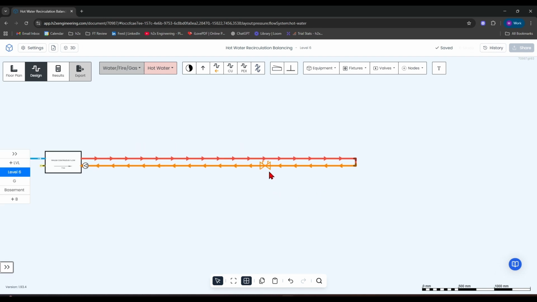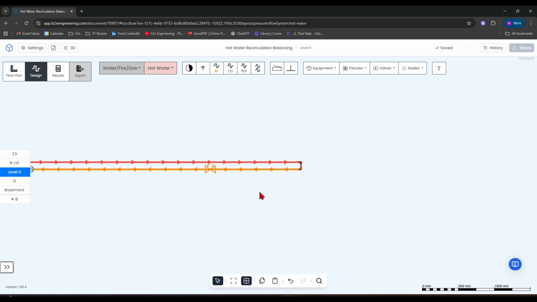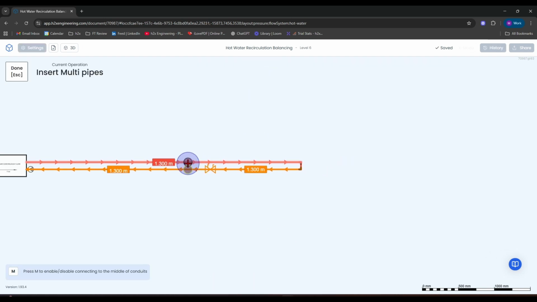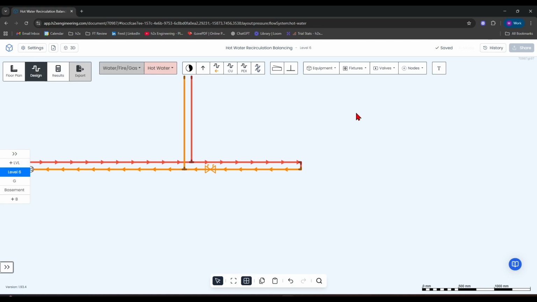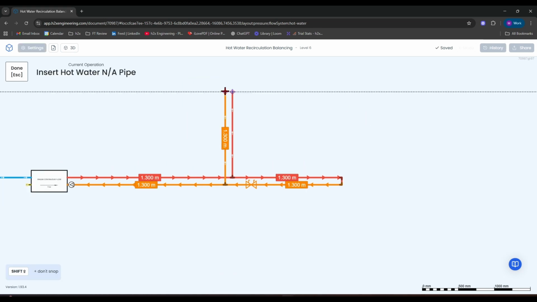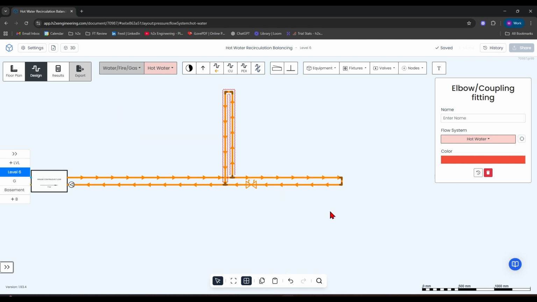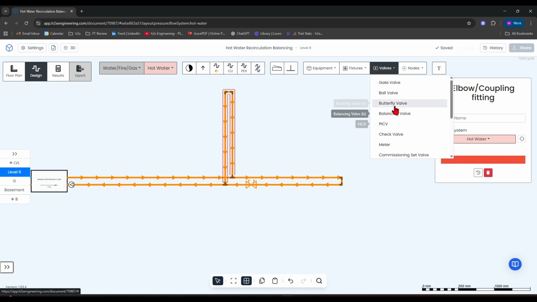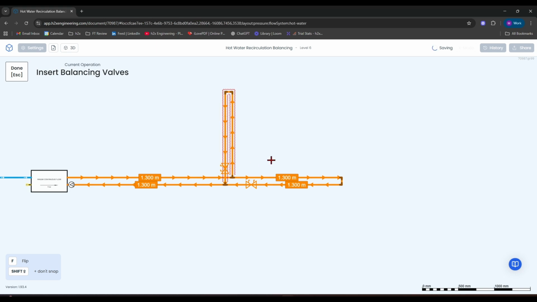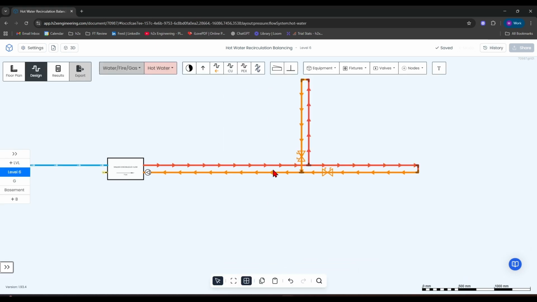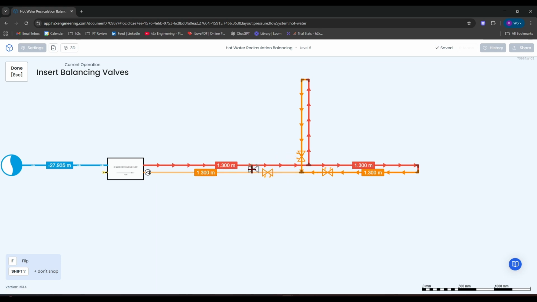Now, there are a few rules that you need to obey in order for h2x to be able to do those calculations. One of them is that for every branch, you need to have a balancing valve on each of those individual branches. So we've got two branches on this, meaning that we need two balancing valves on that return. You don't need an additional one here, and having one there will actually cause h2x to not be able to do the recirculation calculations.